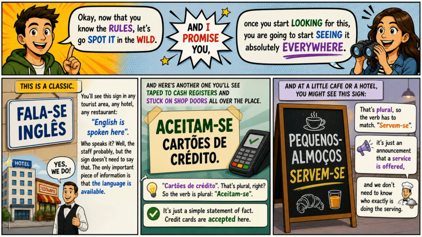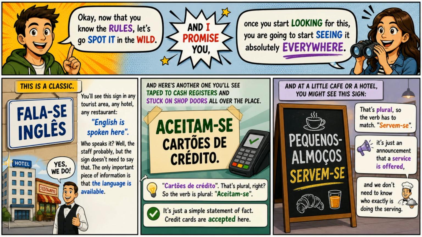Okay, now that you know the rules, let's go spot it in the wild. And I promise you, once you start looking for this, you are going to start seeing it absolutely everywhere. This is a classic. You'll see this sign in any tourist area, any hotel, any restaurant. "English is spoken here." Who speaks it? Well, the staff, probably, but the sign doesn't need to say that. The only important piece of information is that the language is available.